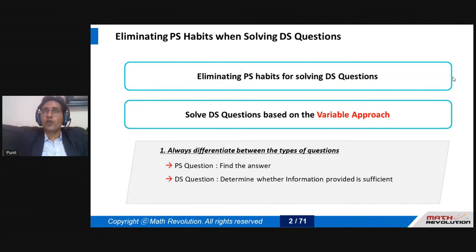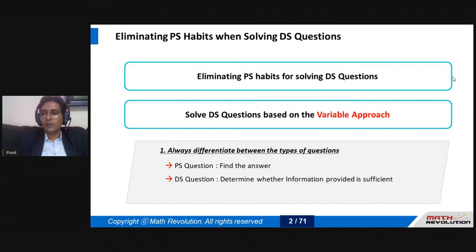In a PS question, you have to find an answer out of 5 choices, whereas in a DS question, you just have to determine whether the information is relevant and sufficient to answer the question, either in terms of a yes or a no, or maybe a question which says what is the value of X. So now understand, in this fashion, you don't have to solve it. You just have to know whether you will be able to solve that equation, right? This is the first mistake that I have seen students make.